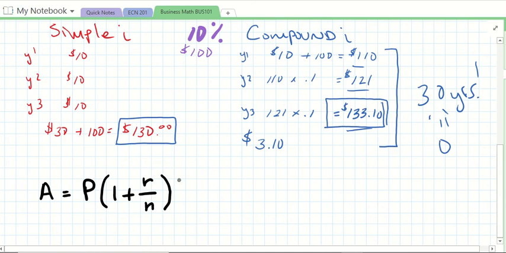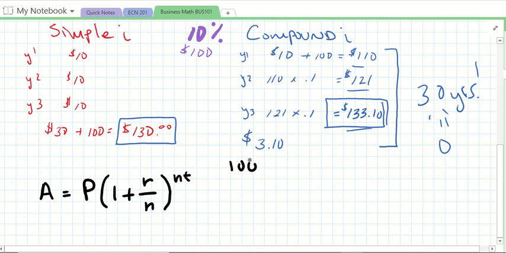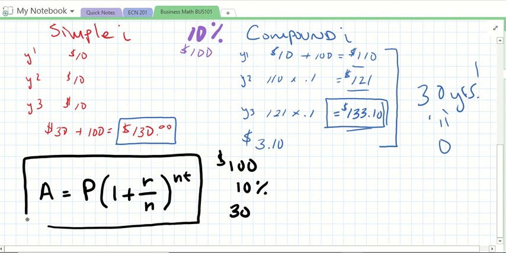And then to the power of how many times per year you calculate that interest, and the time. So how many periods? So if we were to do $100 at 10% interest for 30 years. Okay, using the math over here, using our formula over here, how would we do this?